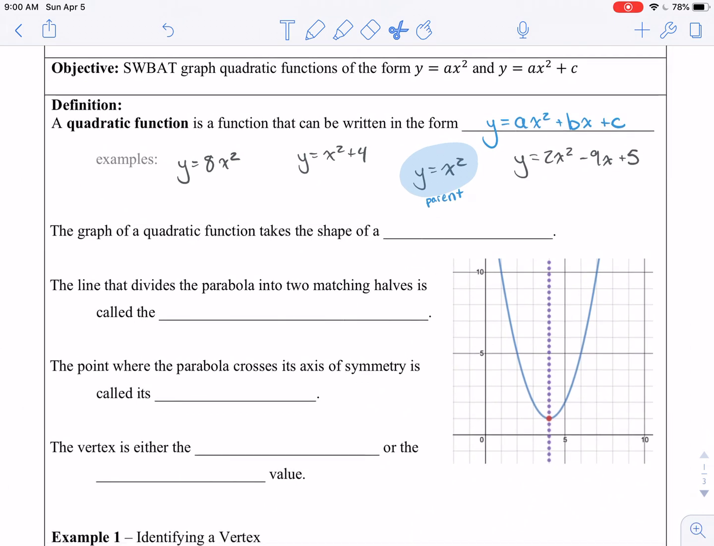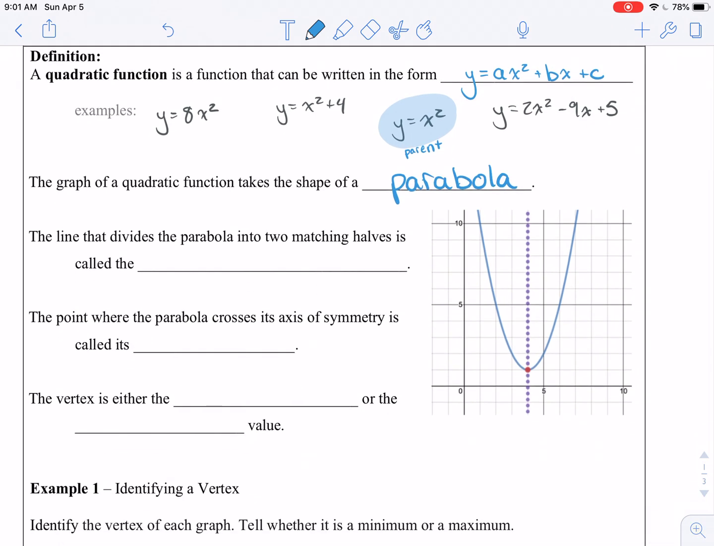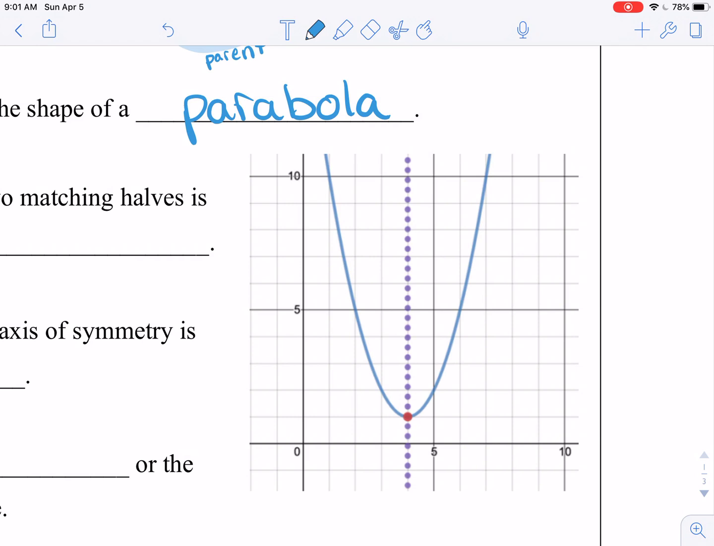So when we graph a quadratic function, it has a special shape called a parabola. You'll see this parabola right here. It looks kind of like a U. It's this U shape. So remember, a parabola is shaped like a U.